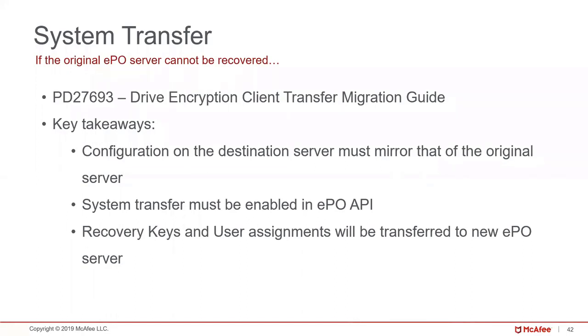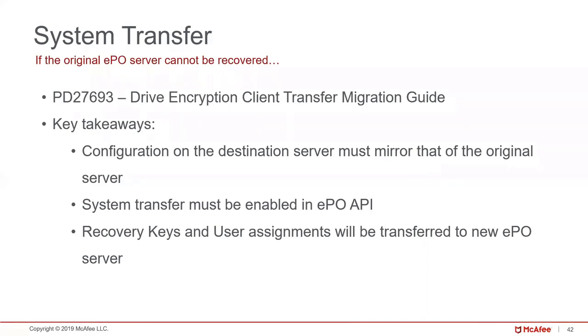The summary or key takeaways of that document will indicate first that the destination server, or new server in this case, must be a mirror of the original. This is making sure that all of the configuration, the policies, the registered LDAP servers are all set up the same as they were before. The same thing will apply for other point products, making sure the policies are as you want them to be before getting the clients moved over there.